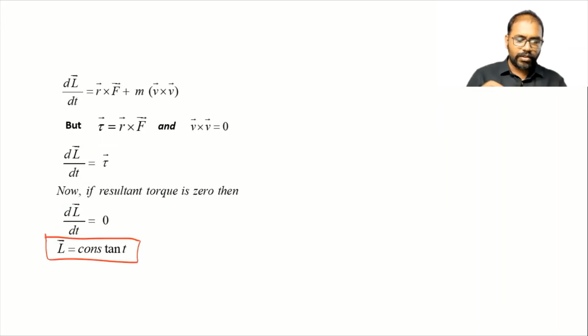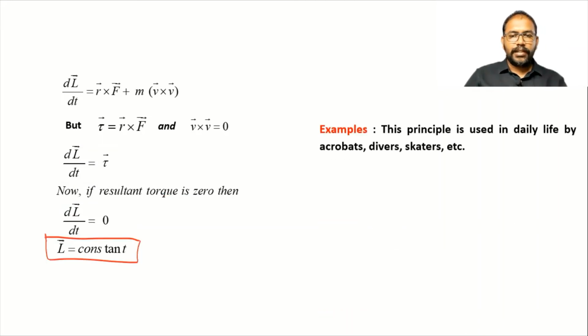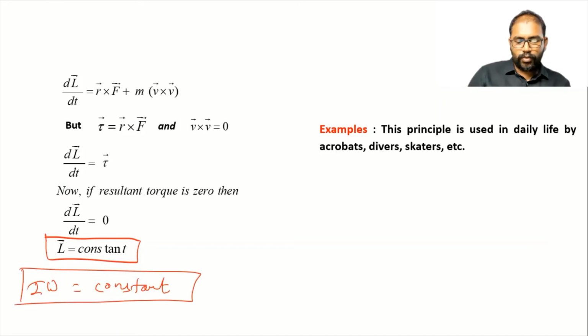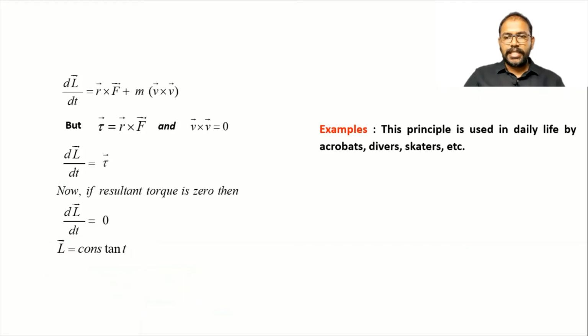So this is constant. We can write the same law this way also. L is I omega, so I omega is constant, and this is the proof. Okay, this is proved. We proved the law of conservation of angular momentum. Now let's see some examples from daily life.